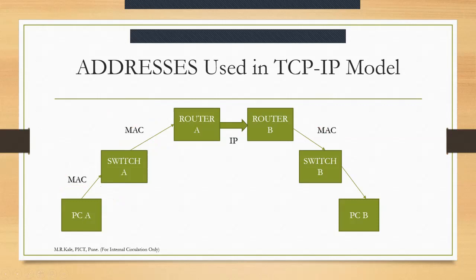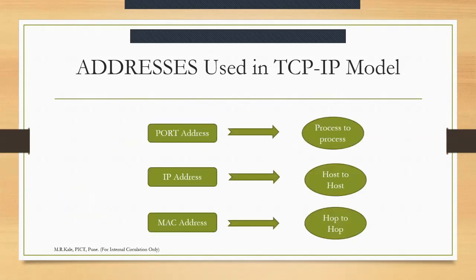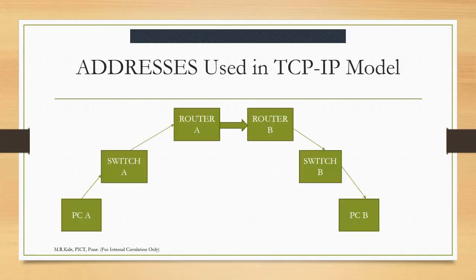Because the MAC address changes every hop. On this slide, we can see MAC address is called as hop-to-hop address. IP address is host-to-host address because during this communication, IP address of the data packet does not change. From the source, which is PC A, to the destination, PC B, the IP addresses in the source field as well as the destination field do not change. So IP address is known as host to host address.